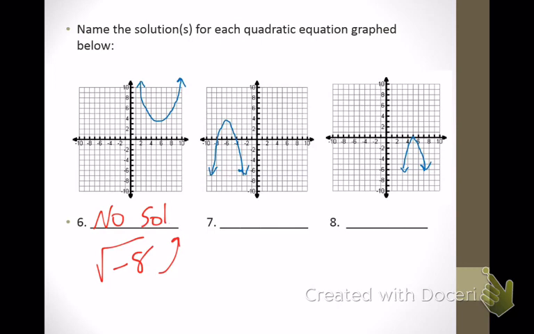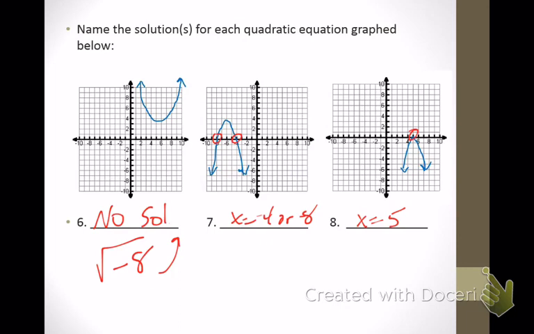Number 7, where's that parabola crossing the x-axis? Well, it's crossing here and here. So your solutions are going to be x equals negative 4 or negative 8. And then this parabola, the vertex is on the x-axis, so it's only going to hit the x-axis in one place, and that's when x is equal to 5. Okay, that's pretty easy with the graphing method.